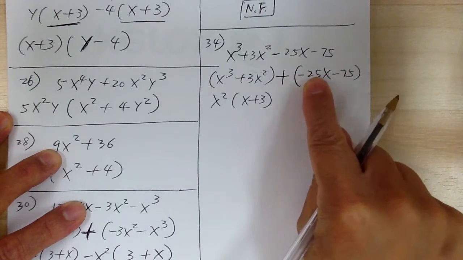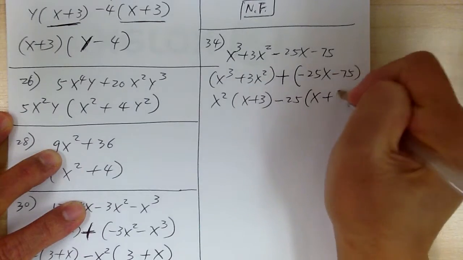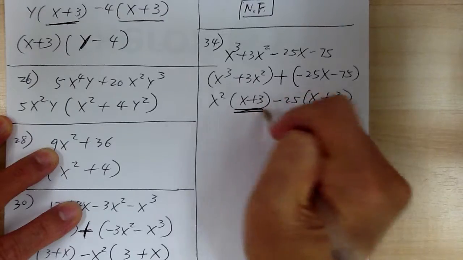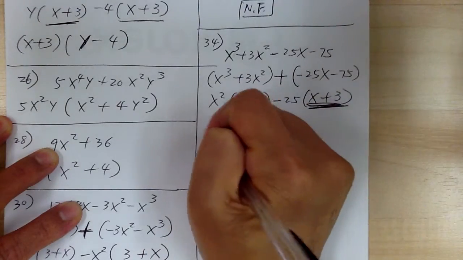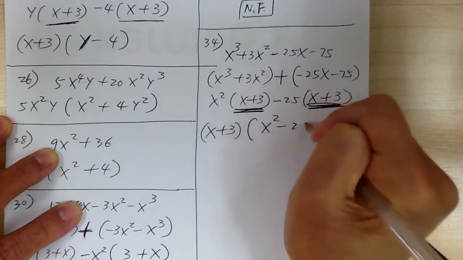Over here, you've got negatives. You have to factor out the negative, so factor out the negative 25. You get x plus 3. So now you've got x plus 3 and x plus 3, so you can factor out the x plus 3. And your leftover would be x squared minus 25.